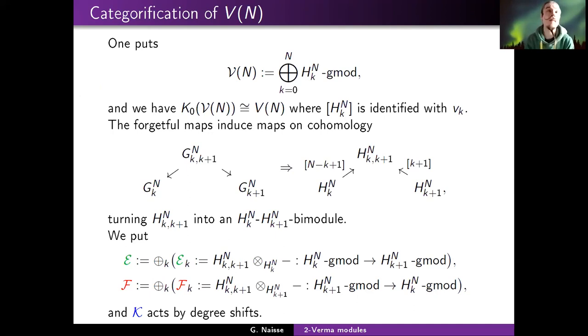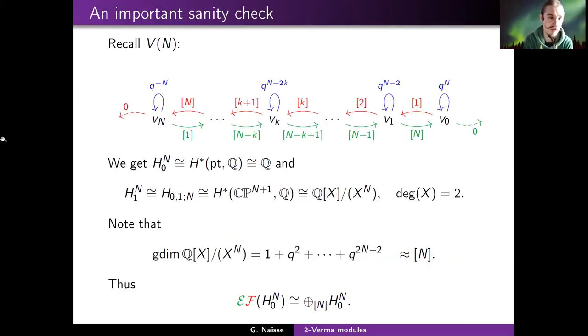But this is not enough, because what we want are natural isomorphisms that categorify the defining relations of my quantum group. We don't just want things to hold at the level of the Grothendieck group. We also want the relations to hold at the categorical level. Okay, but before doing this, I just want to do a quick important sanity check to see how things work.